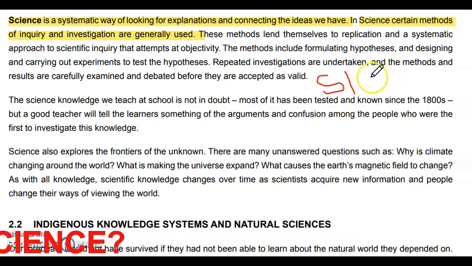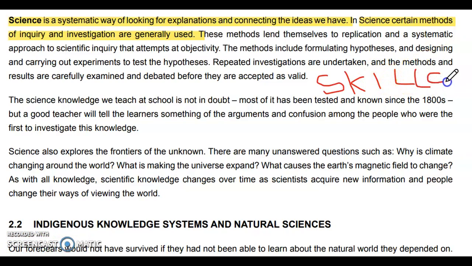So clearly that shows you that science includes a range of various skills. Those skills are called the process skills, and these are the skills that this series of videos will be looking at. Those skills are things like formulating a hypothesis, designing and carrying out experiments to test the hypothesis, repeating the investigation, carefully examining and debating the results before they are accepted. Those are all the methods of science.